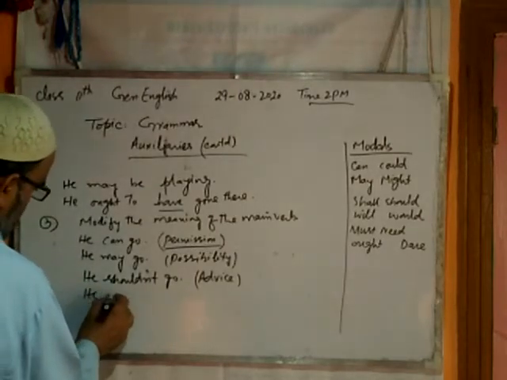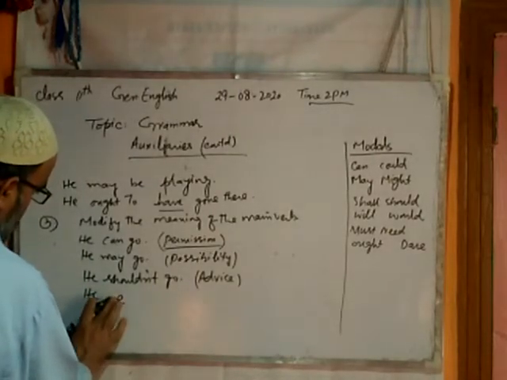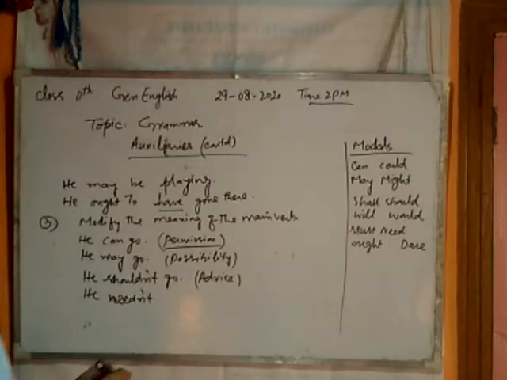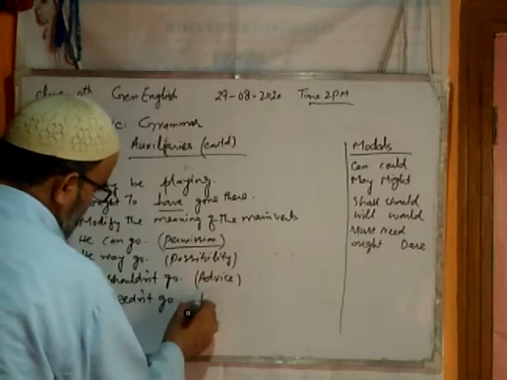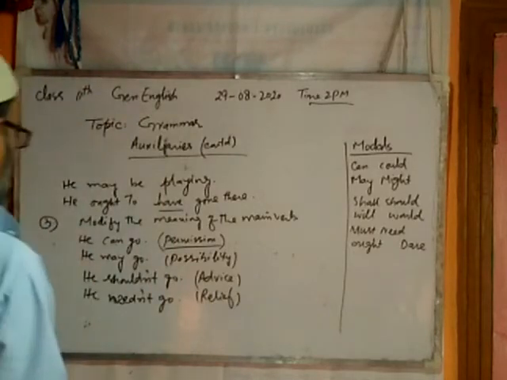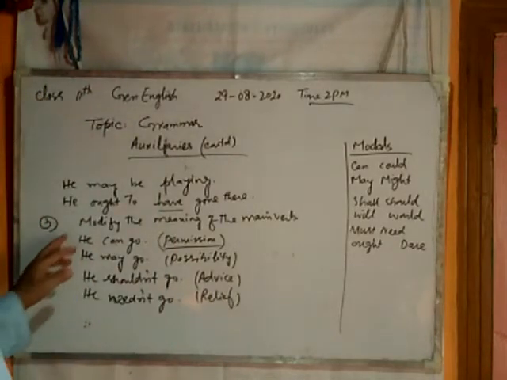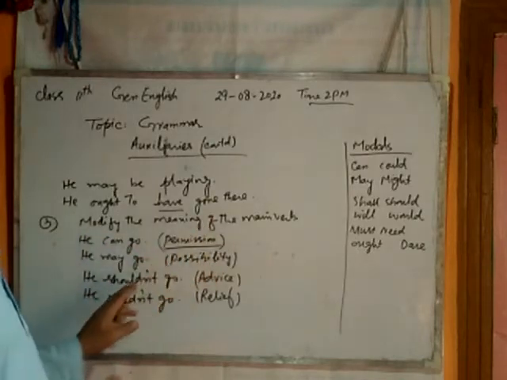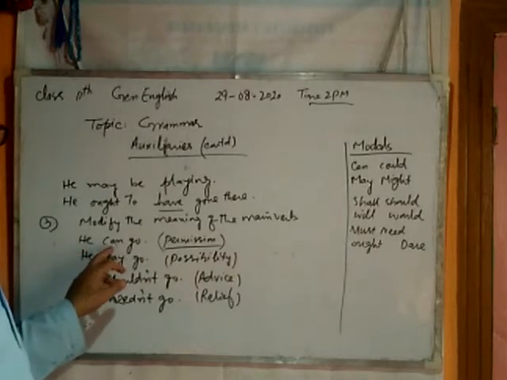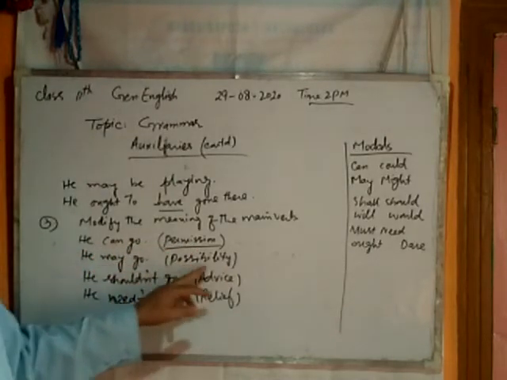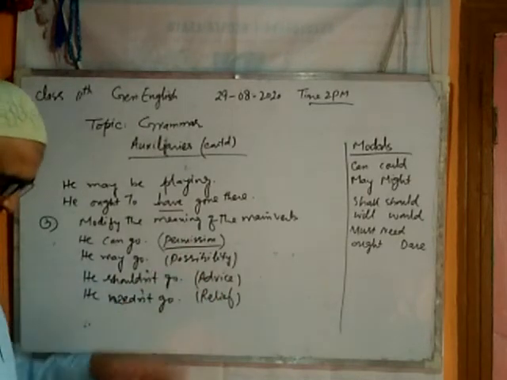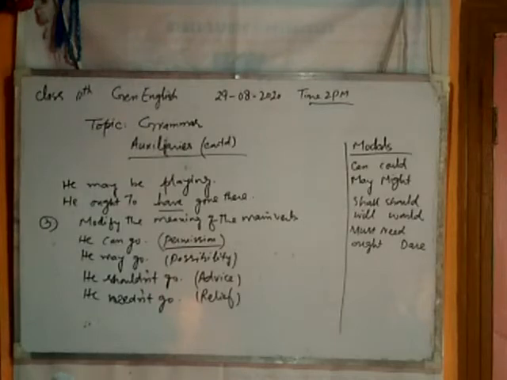He need not or needn't go. It shows relief. You see here, these modals modify the meaning of the main verb. The main verb here we selected is go. When we use can, it shows permission. When we use may, it shows possibility. When we use shouldn't, it shows advice. When we use needn't, it shows relief. Yes, dear students.